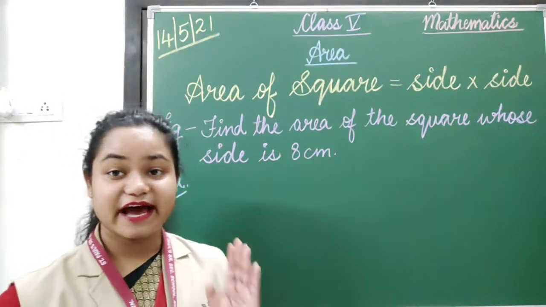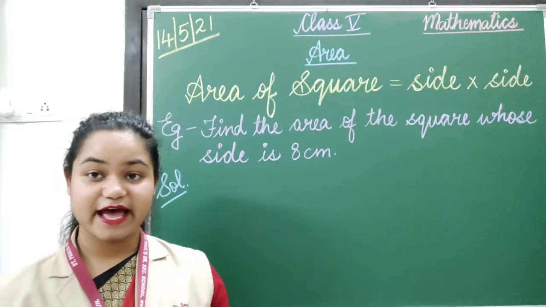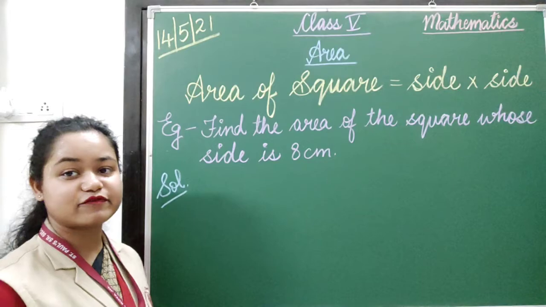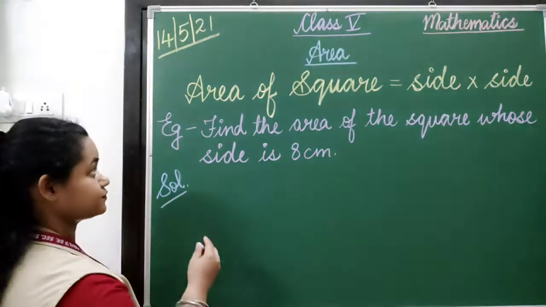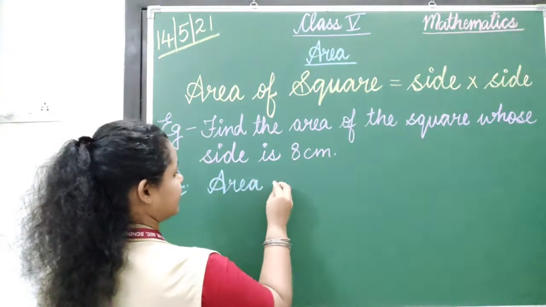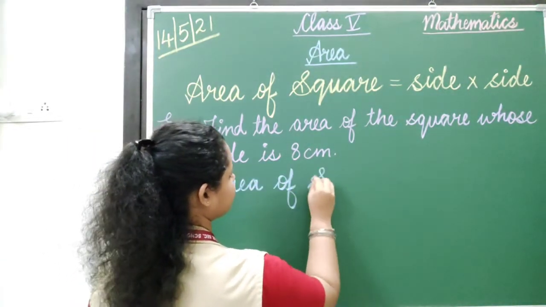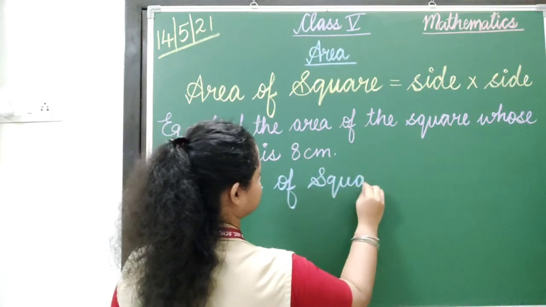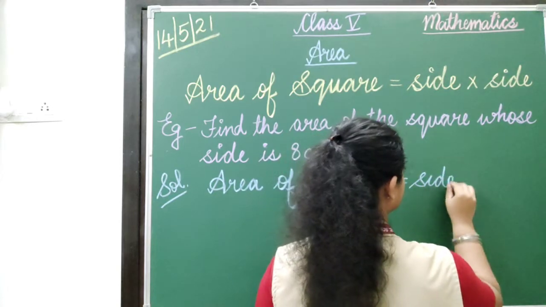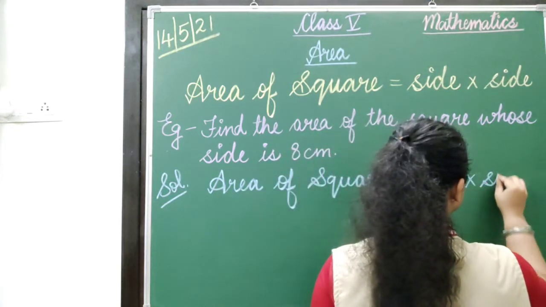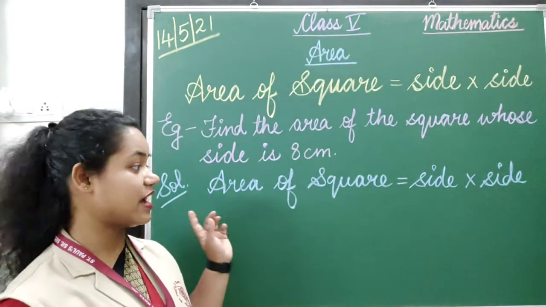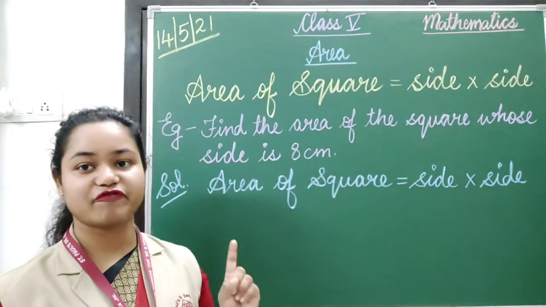So whatever we have to find, if we know the formula of that, you have to write the formula in the first line. Okay, then we have to start solving the question. So area of square is equals to side into side. Understood? This is the formula, and this formula you have to write in the very first line of your solution.